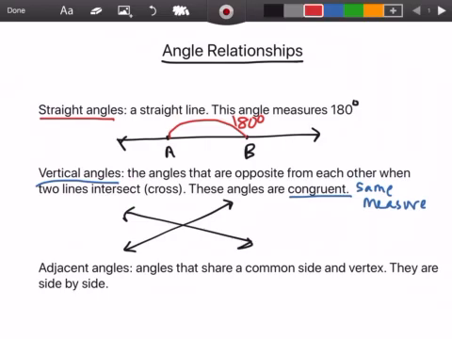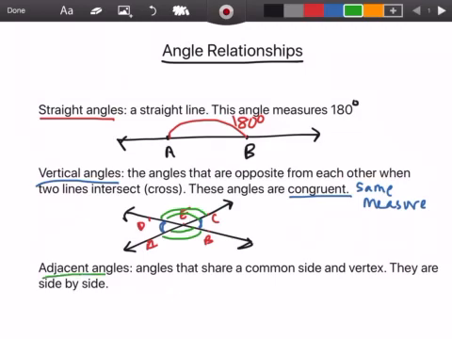Okay, let's name these. Let's go with A, B, C, D, and E. So what this means is that this angle right here and this angle right here, because they are opposite from each other, they are congruent, meaning they have the same measure. This big angle and that big angle also have the same measure. All right, so we call those congruent. They are vertical angles.